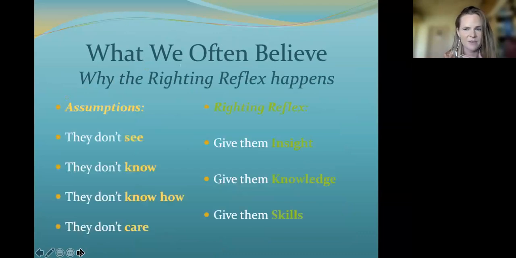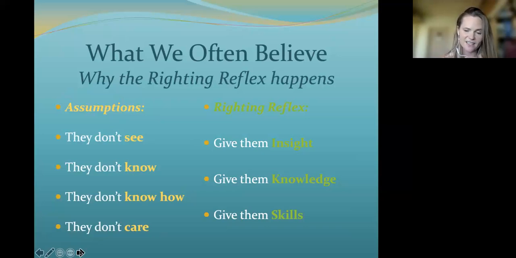So why does the righting reflex happen? There's a lot of underlying assumptions here. The big ones are they just don't see it, they don't know how, they don't care. It's this deficit model, right? And so we respond with a righting reflex, which is I'm going to give them that insight, give them the knowledge, give them the skills.